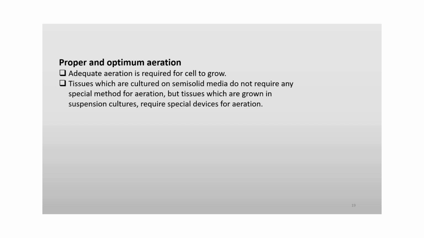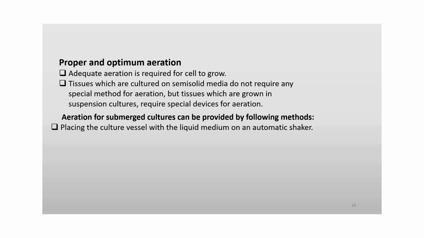Adequate aeration is required for cells to grow. Tissues which are cultivated on semi-solid media do not require any special method for aeration, but tissues which are grown in suspension culture require special devices for aeration. Aeration for submerged culture can be provided by the following methods.